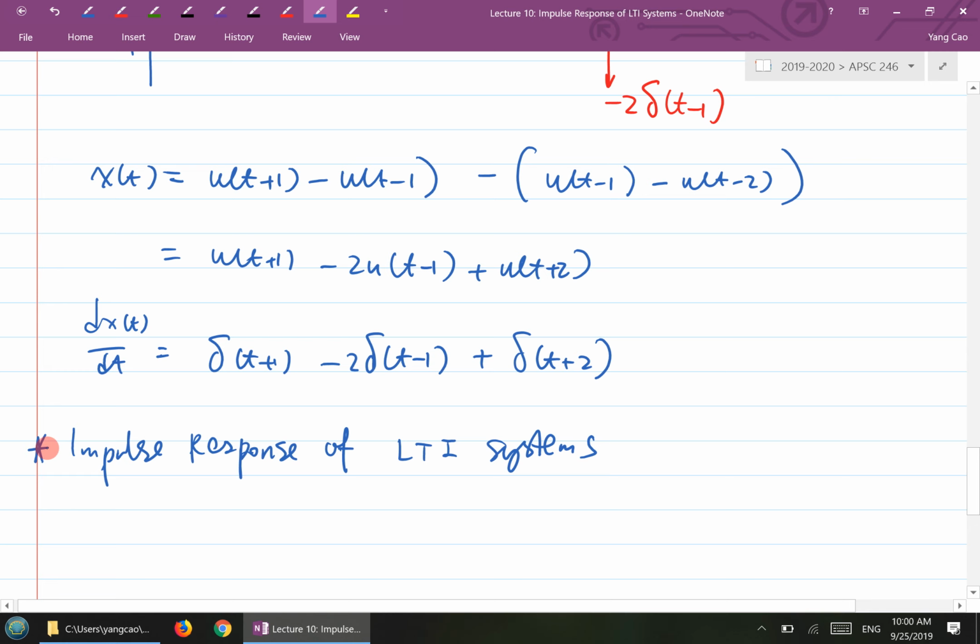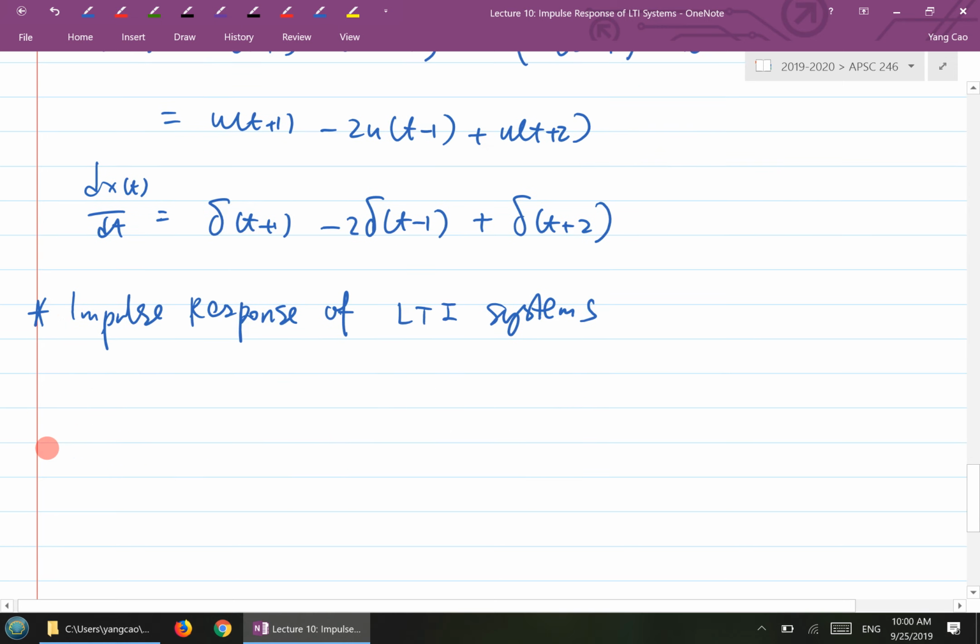Impulse response of LTI system. As you're going to see, we actually will get the convolution involved again. Okay. So first of all, let's understand what does response mean for a system, and then let's understand what's the impulse response of this LTI system.